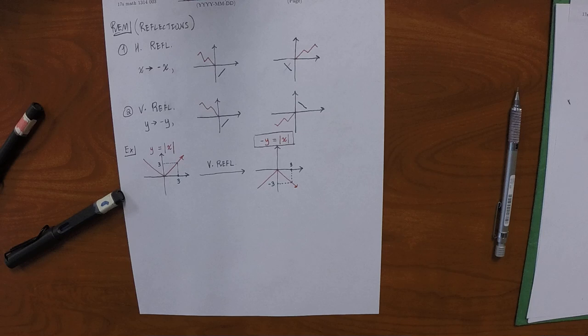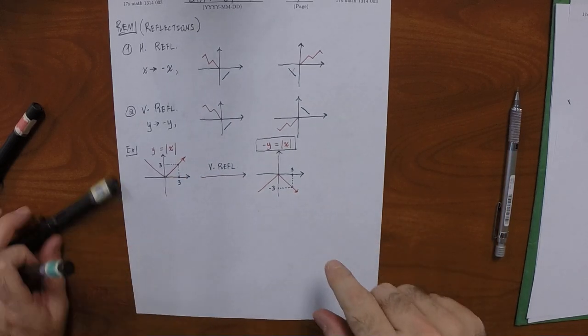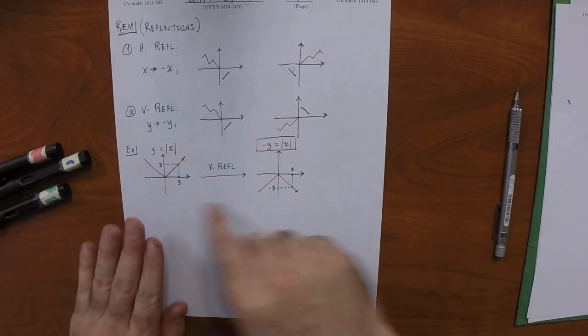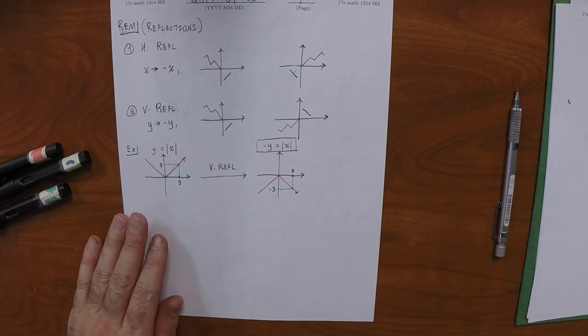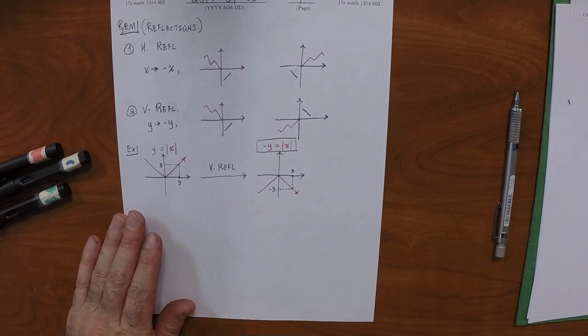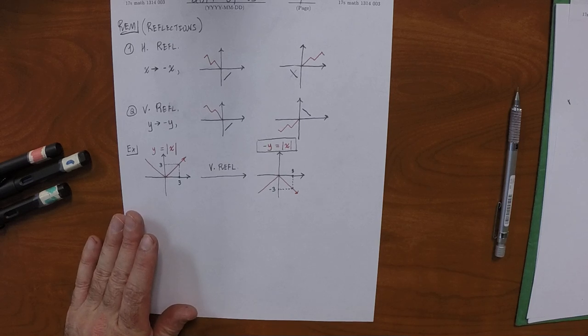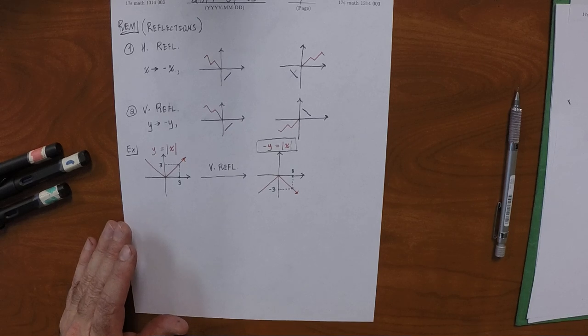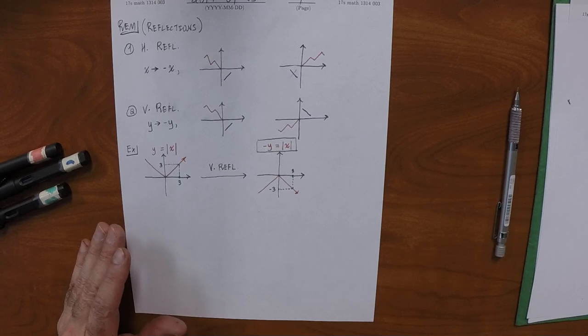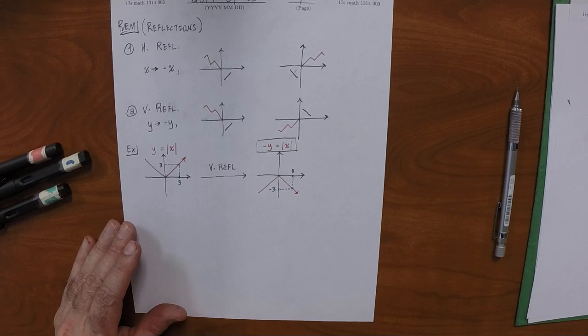Which is to say that when you're dealing with a function, a vertical reflection negates all of the outputs. So if you have a function, and at 10 its output is 27, then the vertical reflection of that function, its output will now be negative 27 at the same point. Okay?